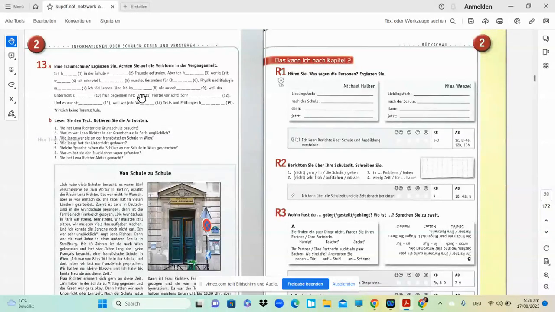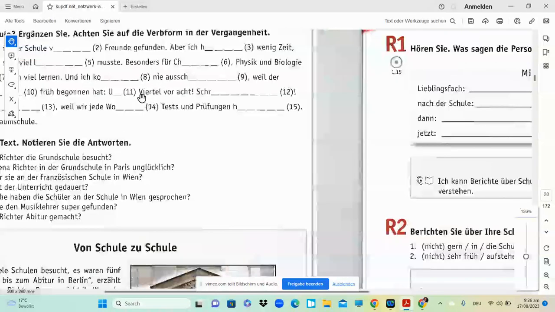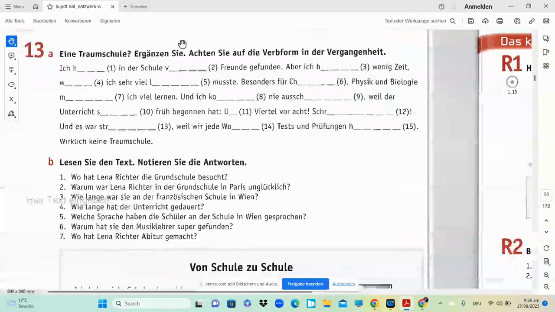Okay. So here we are. I think this is the last page. I'm going to quickly finish it off with this one. Okay. Ein Traumschule. Again, Zinzi, so which is your dream school? We just have to try this out. Okay, so ich habe in der Schule viele Freunde gefunden. Okay, so whenever you want to say many, you will say viele.